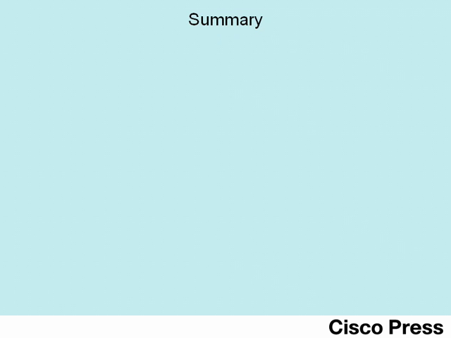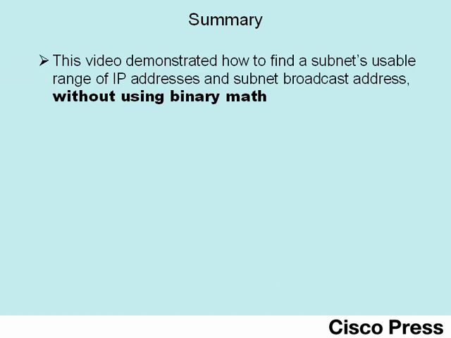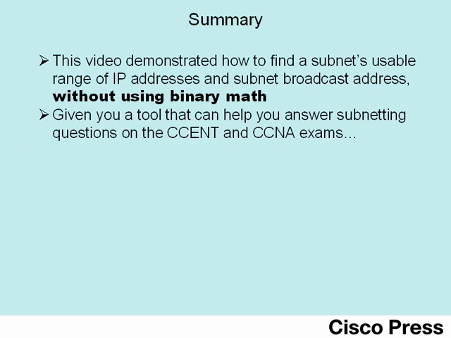This concludes ICND 1 Lab 5. This video has demonstrated a process by which you can find the range of valid addresses and subnet broadcast address for a given subnet using no binary math. More importantly, it's a tool that you can use when taking the CCNA exams to more quickly and more confidently answer subnetting questions.